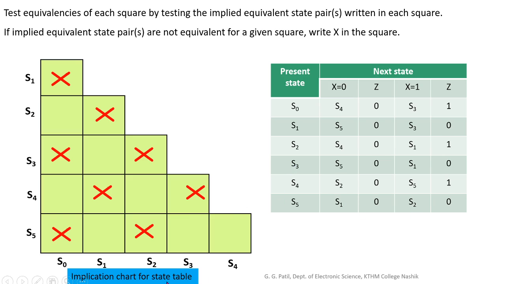Then S3 S5, this one S3 S5, check the outputs. 0 0, 0 0, the outputs are the same, so let it remain blank. And the last square is S4 S5, check the output. 0 0, 1 0, here the output is different, so we shall place a cross mark in the S4 S5 square.